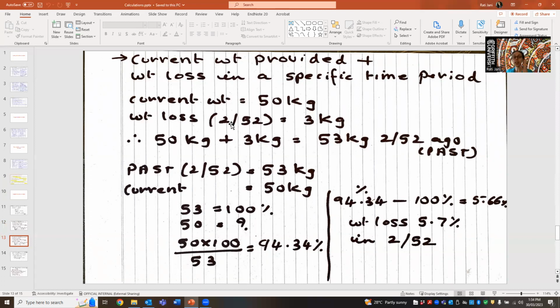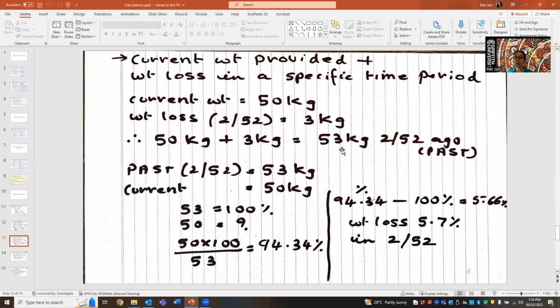So in the past 2 weeks, what has been the weight loss for this person? Over here it says it is 3 kgs. So now you do the same thing. The current weight is 50 kgs. The person has lost 3 kgs. So what is the person's weight 2 weeks back? It was 53 kgs.